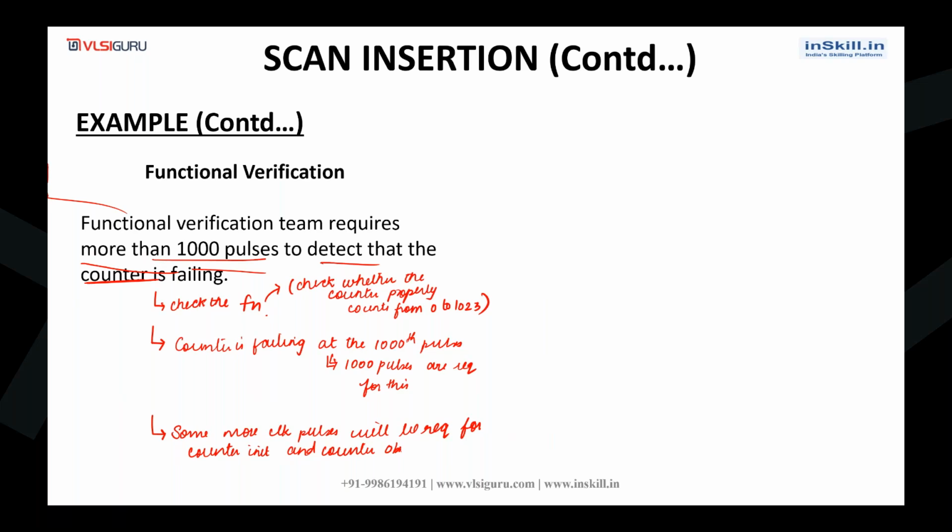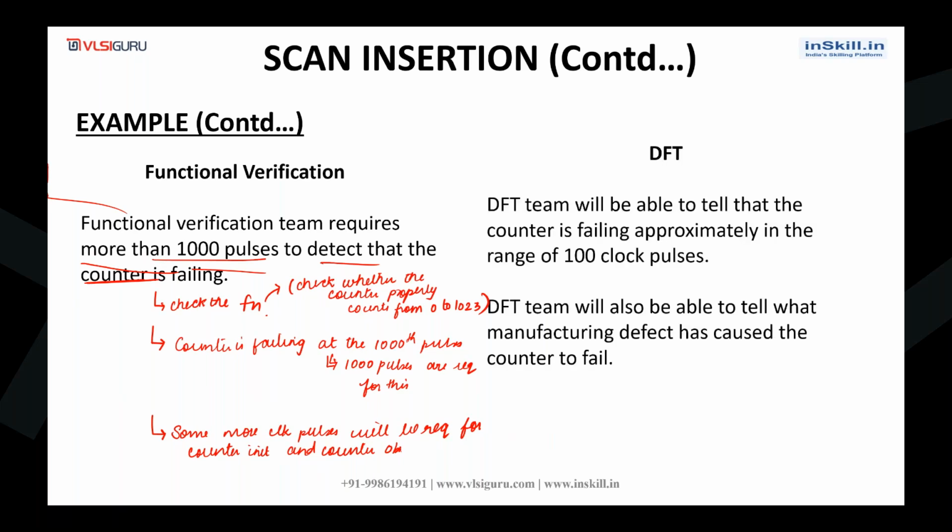Now coming to the DFT team. The DFT team will be able to tell that the counter is failing approximately in the range of 100 clock pulses itself. Range of 100 clock pulses means it will be somewhere around 80, 90, 100, 120, 200, etc. In the range of 100 clock pulses, we'll be able to tell that the counter is failing. And how is the DFT team able to tell that?